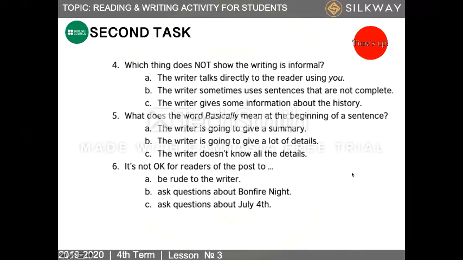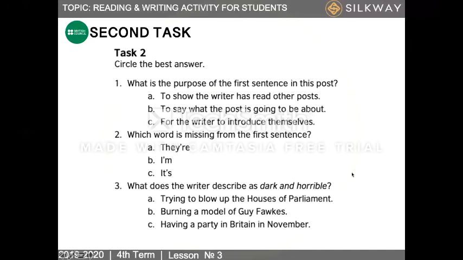Okay, so time is up. Now, let's try to answer our second task. Are you ready? Let's begin. Number 1. What is the purpose of the first sentence in this post? A. To show the writer has read other posts. B. To say what the post is going to be about. Or C. For the writer to introduce themselves. Is it A, B, or C? The answer is A. To show the writer has read other posts.